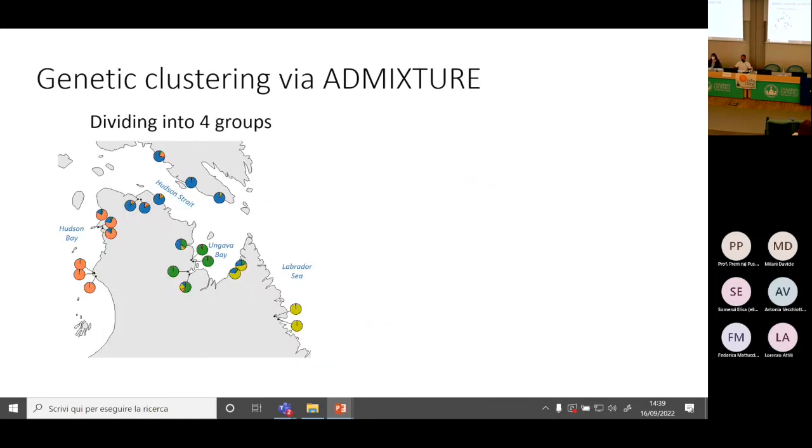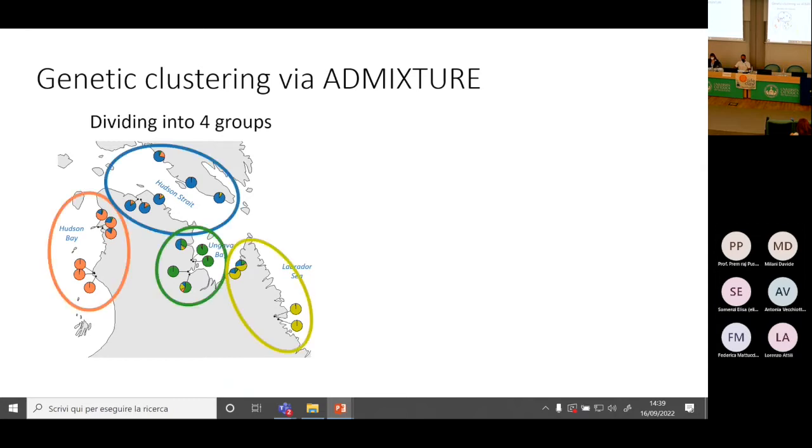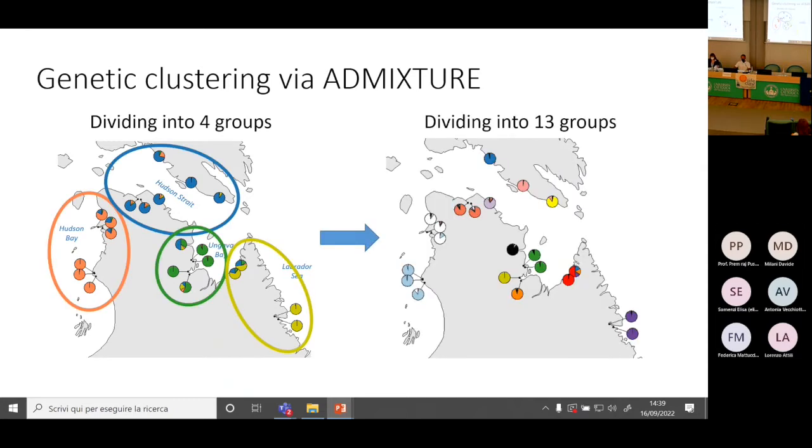Starting with the general genetic structure with ADMIXTURE, we can see that using K = 4, the different groups of populations are structured and really fit with the different marine environments. You can see the Hudson Bay in the west, the Hudson Strait, and Ungava Bay, which are three big bodies of water that are quite contrasted from an environmental standpoint. Like I said, those groups can be further divided into multiple subpopulations.